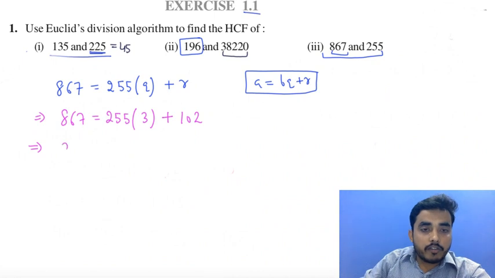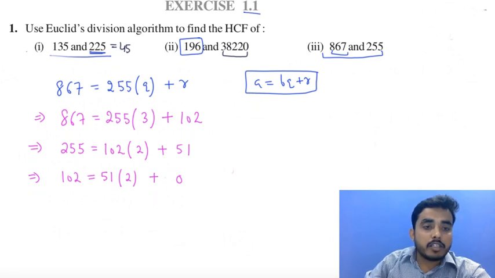So now 255 will become the new dividend and 102 will become our new divisor. So it will divide it on 2, and 102 into 2 is 204. So the remainder will be 51. Okay. So 102 is the new dividend, 51 is the new divisor, 51 into 2 is 102 and the remainder will now be 0. So once the remainder is 0, the divisor will become the HCF of the two numbers.